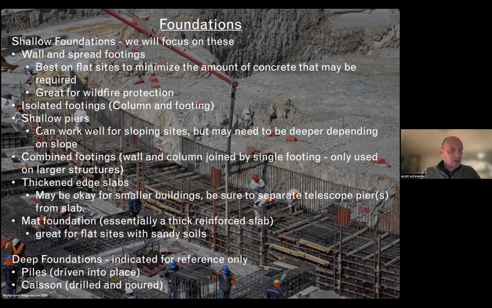And then piers work great on sloping sites. There's combined footings, which might be a combination of a wall and a column that are joined by a footing, where if you're supporting a larger floor, you might have a column in the middle and the footings are attached to one another to minimize movement. And then there's thickened edge slabs and mat foundations.